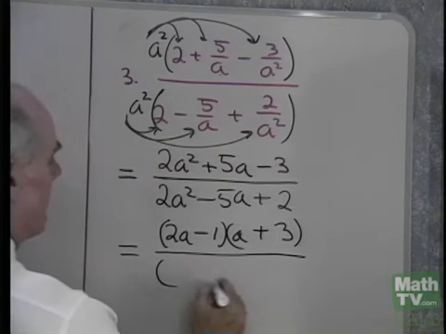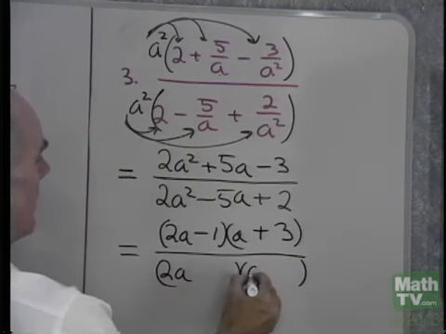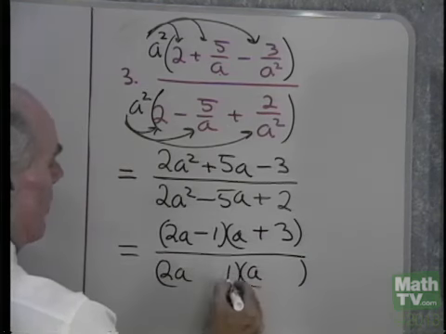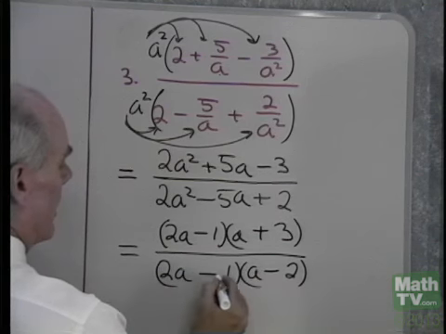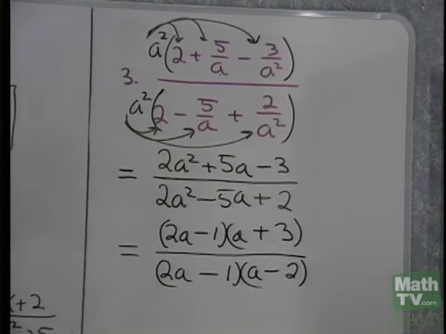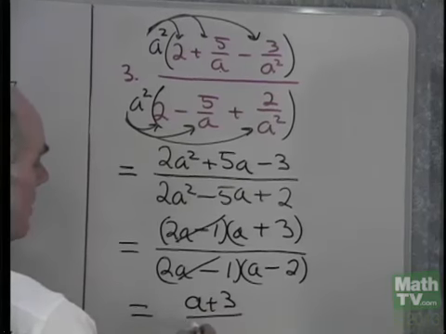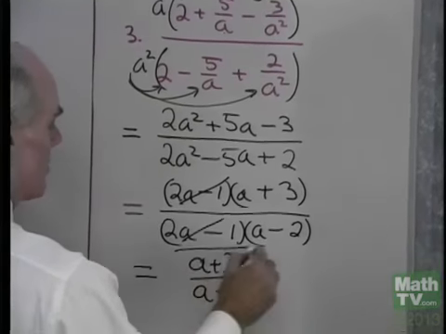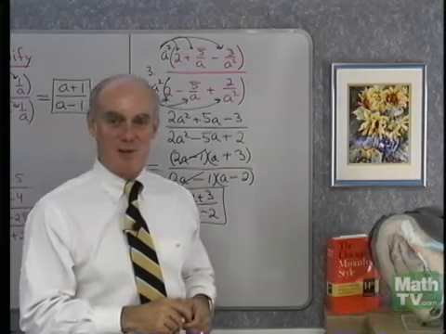In the denominator, let's see what we have, 2a and a, and how about 1 and 2? And let's see, they'll both be negative. Inside is 1a, outside is 4a. That gives me negative 5a. Okay, so I see I have this factor in common. When I reduce to lowest terms, a plus 3 over a minus 2. So, a couple of different ways to simplify some complex fractions.